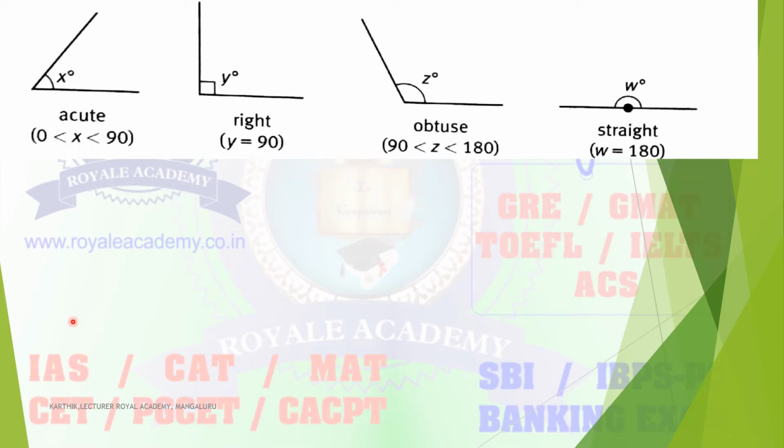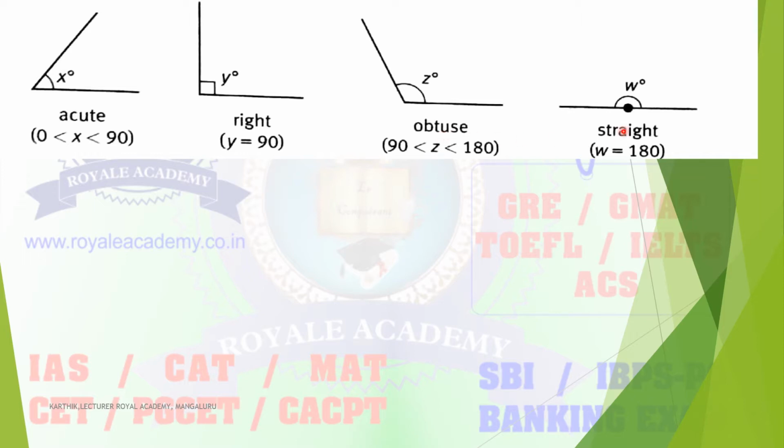First, acute angle. An acute angle is one where the angle is between 0 degrees and 90 degrees. If the degree is between 0 and 90, then it is called an acute angle. A right angle is 90 degrees. Then an obtuse angle is one where the angle ranges from 90 degrees to 180 degrees, and that type of angle is called an obtuse angle.